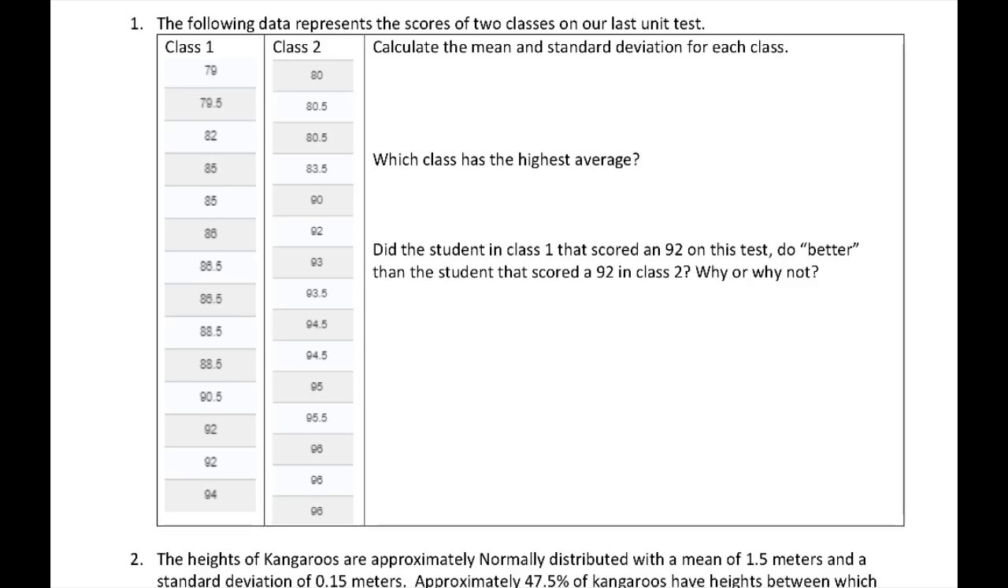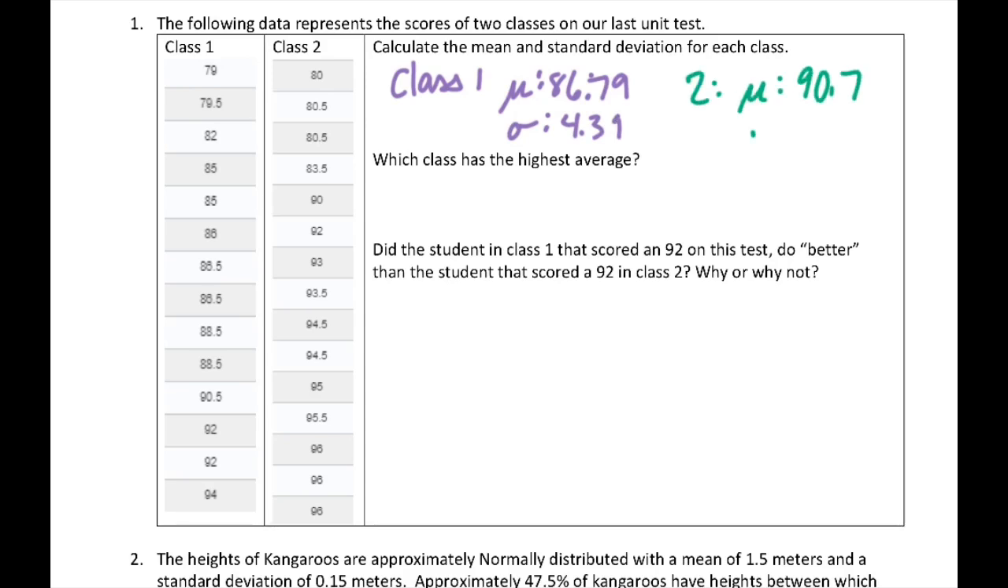So after that, I found my mean and standard deviation for each class. We got class 1 with a mean of 86.79 and a standard deviation of 4.39. In class 2, we had a mean of 90.7 and a standard deviation of 6.02, so a lot higher than class 1. So the average is higher there and the standard deviation is higher, meaning there's more variability.